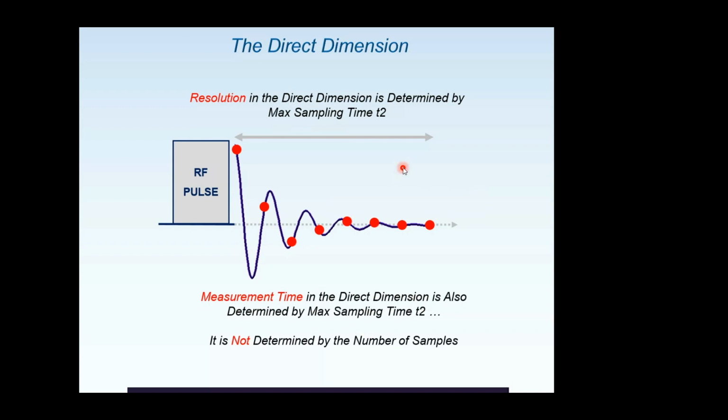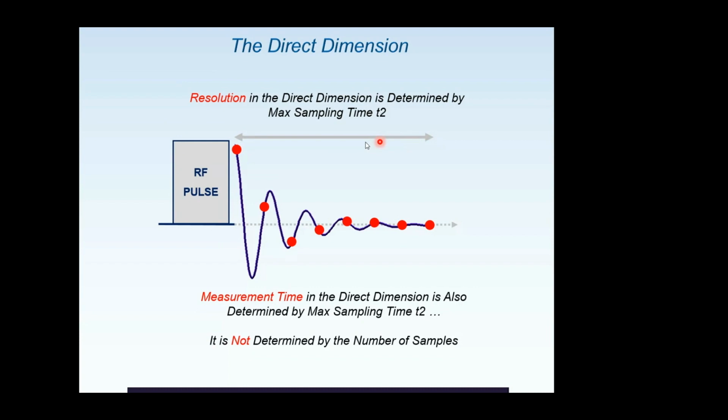Now, in a one-dimensional experiment, we stimulate our sample with a radio frequency pulse, and then we use an antenna to record the RF information that comes from the sample, and we digitize it as a series of uniformly spaced points. The time it takes to measure this kind of experiment depends completely on the distance in time between the first point and the last point. So if we sample over 1 second of time, we have to wait 1 second, whether we sample 10 points or 100 points or 1,000 points. The measurement time for a 1D experiment only depends on this duration of sampling.